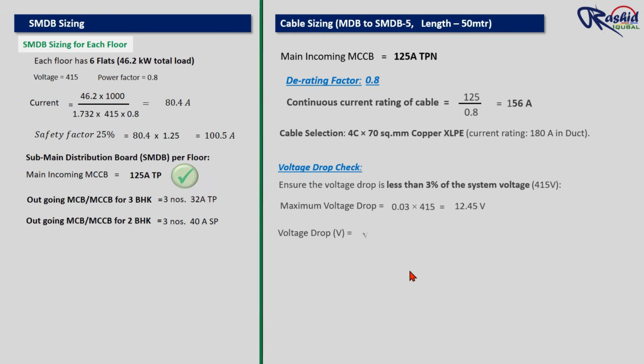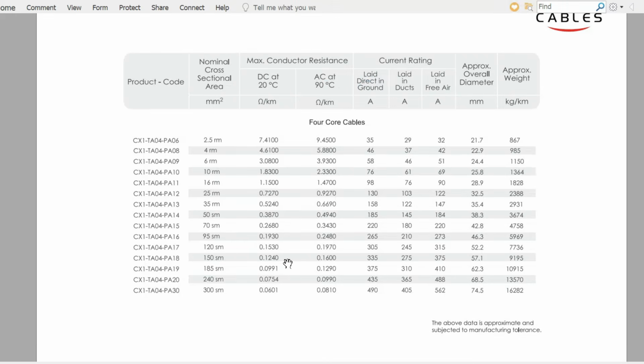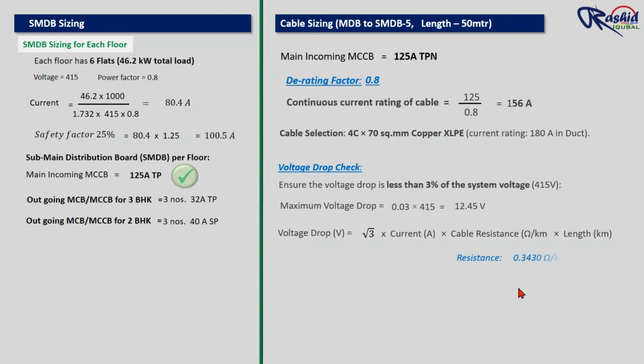Here the voltage drop formula is root 3 multiplied by current multiplied by cable resistance multiplied by length in kilometer. We can get the cable resistance from the cable catalog. So let me open the catalog again. And here we can see the cable we selected, 4-core 70 square mm, has 0.3430 ohm per kilometer. So let's substitute this value into the formula. Root 3 multiplied by 125, this is the full load current of SMDB, multiplied by 0.3430, this is the cable resistance.